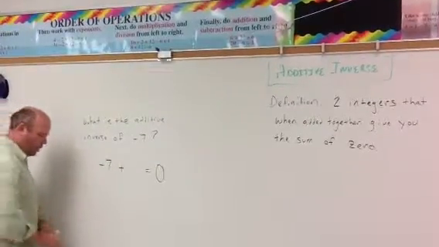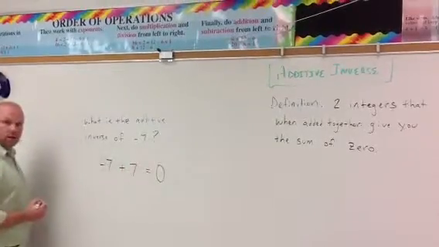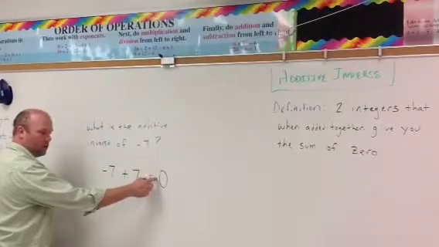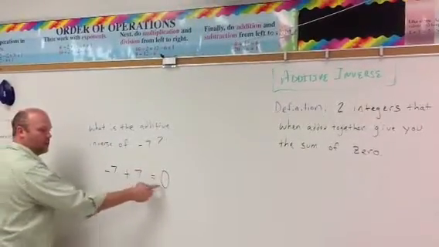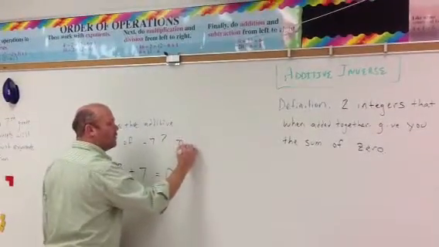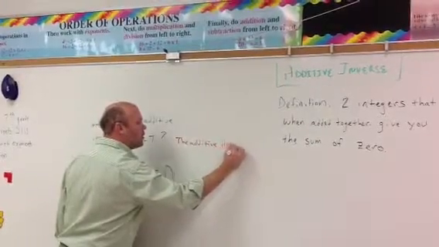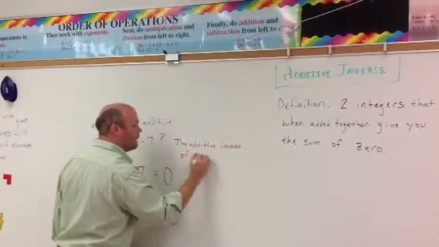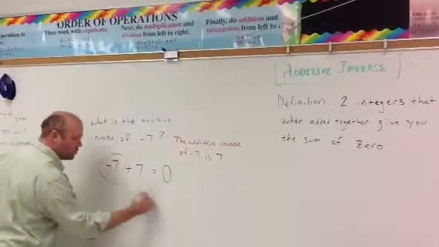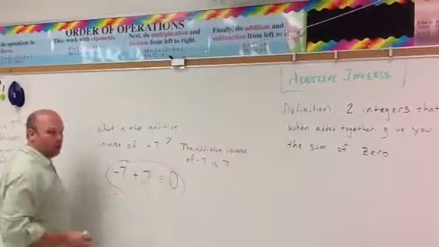Well, -7 plus 7 will give us 0 because they're opposite numbers. When you add opposite numbers together, you get 0. Okay, so -7 plus 7 does in fact equal 0. So what is the additive inverse of -7? The additive inverse of -7 is 7. Why? This is your reason why. Because -7 plus 7 equals 0.